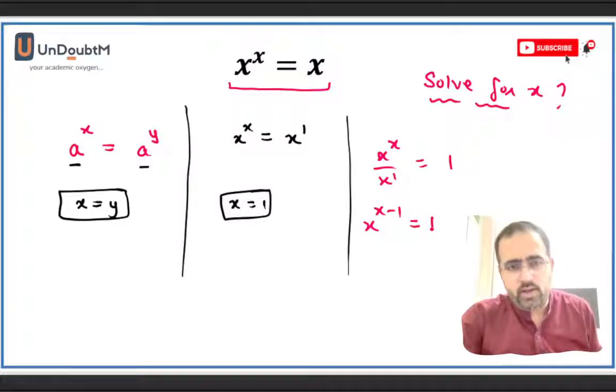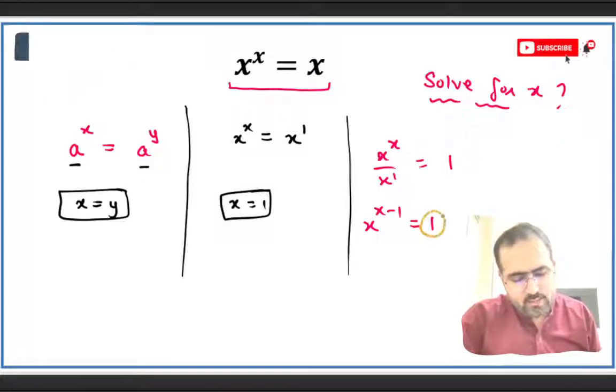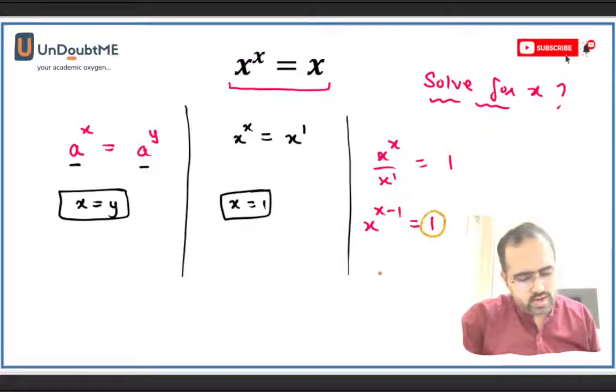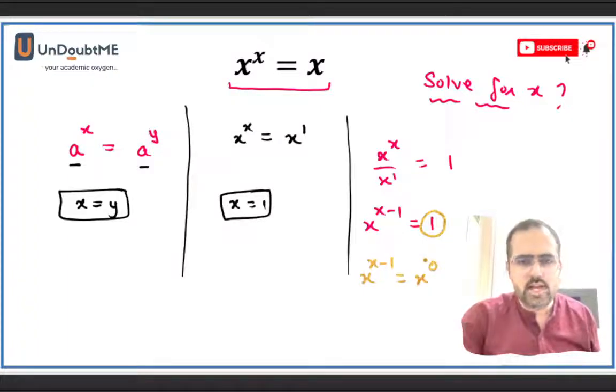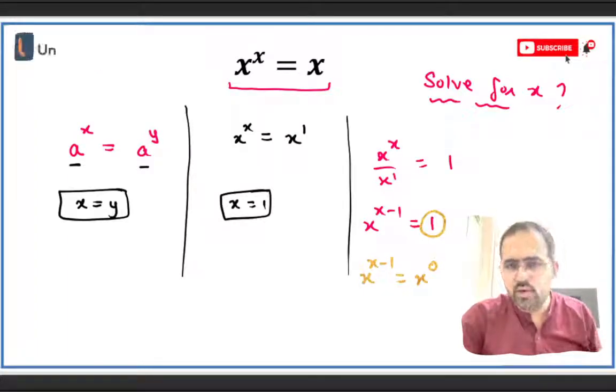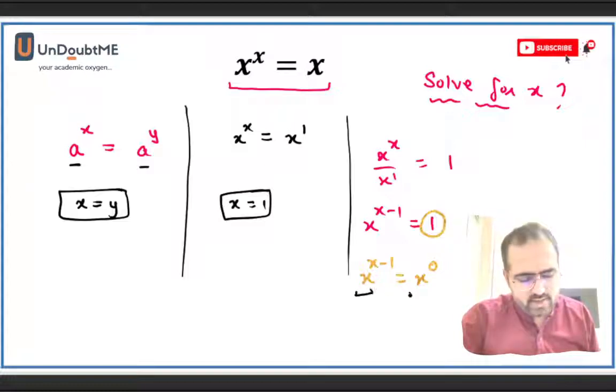Now what is 1? 1 can also be written as any number to the power 0. So that's why I can also write it down as x to the power x minus 1 is equal to x to the power 0. After that I will be applying the same rule. What is that rule? That if the bases are same, then powers have to be equal. So x minus 1 will be equal to 0 and that will give me the value of x as 1.